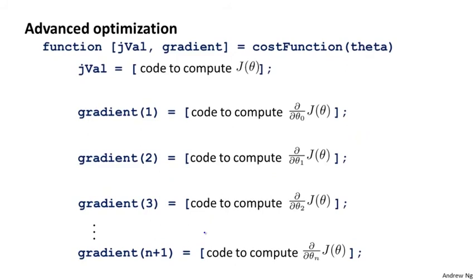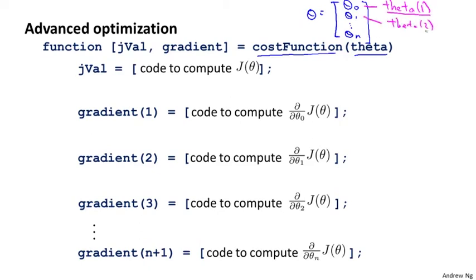Let's talk about how to get regularized linear regression to work using the more advanced optimization methods. Just to remind you, for those methods, what we needed to do was to define a function called the cost function that takes as input a parameter vector theta. Once again, in the equations we've been writing here, we use 0 indexed vectors, so we had theta 0 up to theta n. But because Octave indexes the vectors starting from 1, theta 0 is written in Octave as theta 1, theta 1 is written in Octave as theta 2, and so on down to theta n plus 1.